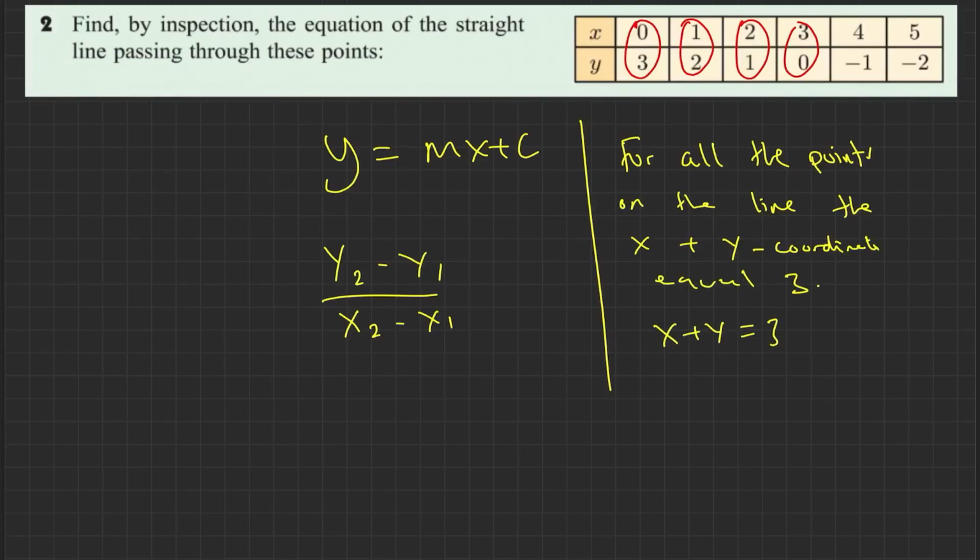So we can write that as an equation. X plus y is equal to 3, or we can write in the same format as y equals mx plus c. We can say y is equal to minus x plus 3, and that's just by inspection. We haven't used any formula, we haven't used the gradient, or we haven't substituted any values in.